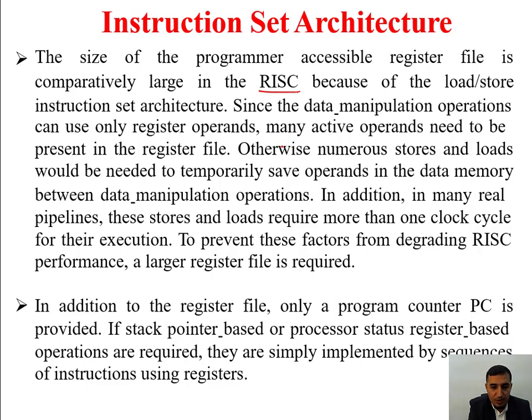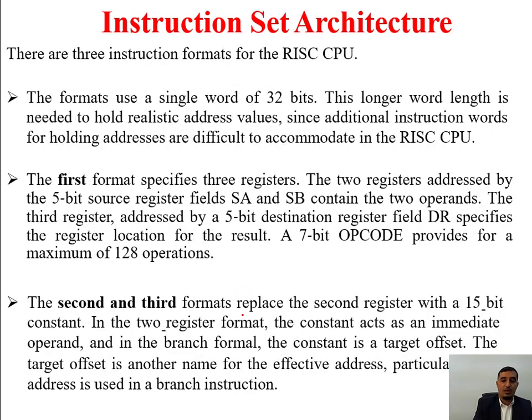Since the data manipulation operations can use only register operands, many active operands need to be present in the register file. In addition, we have the program counter, which is used to point to the next instruction to be executed. The instruction format now has 32 bits instead of 16 bits. This longer word length will have a realistic value, as we see here.